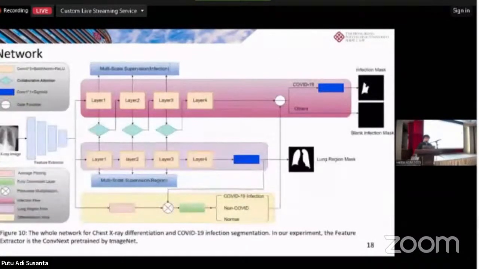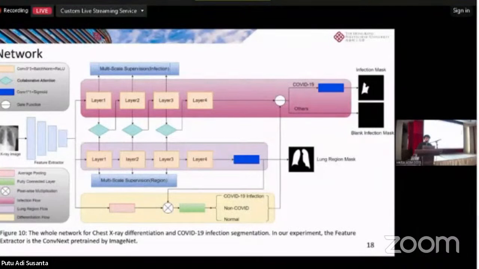And then we will briefly introduce the framework used in our network design. The input chest X-ray images are fed into the feature extractor to extract the general features of the chest X-ray images. And then the general features are fed into three lines in parallel. The first line is the differentiation line. It outputs the identification result of whether the images are COVID-19 infections; this result is treated as the gate function to let the infection regions output normally. If the differentiation result is non-COVID-19 or normal, the gate function makes them output a blank infection mask to avoid false segmentations.